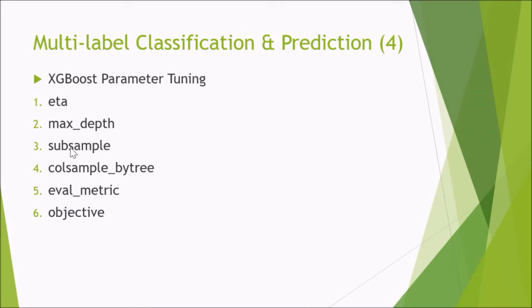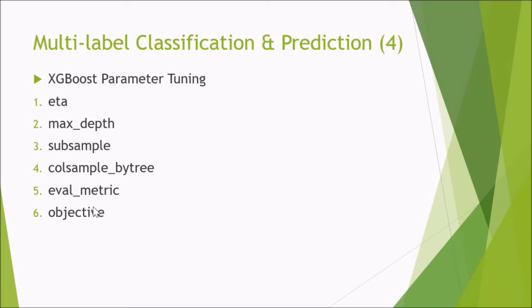Subsample. The value of this parameter indicates the fraction of values that are to be randomly sampled for each generated tree. The default value for this parameter, if not specified, is 1. Typical values lie in the range of 0.5 to 1. Very low values can cause underfitting. I have used the value 0.5 for this parameter. The next is colsample_bytree. The value of this parameter indicates the fraction of columns that are to be randomly sampled for each tree. The default value is 1. I have used the value 0.3 for this parameter.